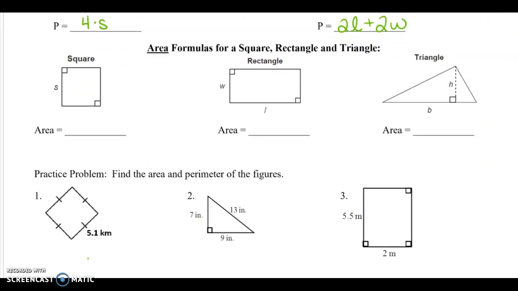All right, area formula. So the area formula of a square would be your side measure squared, so side times side. Whereas the area formula of a rectangle would be length times width, or sometimes you see base times height. Area of a triangle is 1/2 base times height. Don't forget about the 1/2 because a triangle is half of a rectangle.